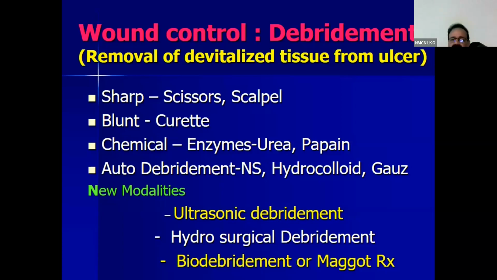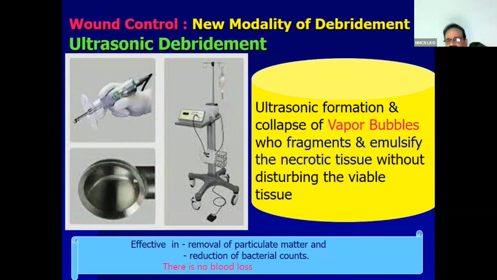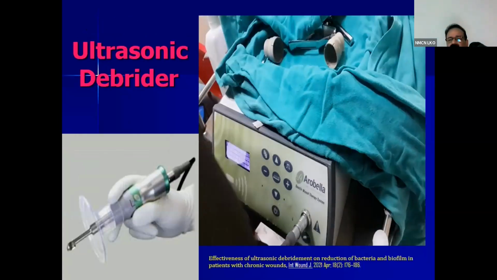It removes the dead necrotic tissue, like hydrocolloid, which we use in this, even plain gauze, that also makes autodebridement. And there are certain new modalities like ultrasonic, hydrosurgical debridement, biodebridement, which I am going to tell you now. First of all, ultrasonic debridement. In this, there is ultrasonic formation and collapse of vapor bubbles which fragment and emulsify the dead necrotic tissue.